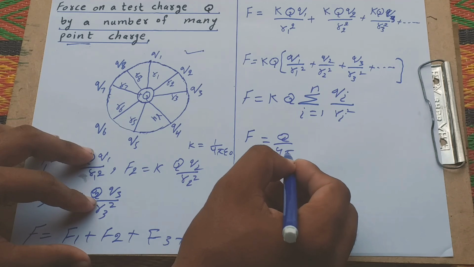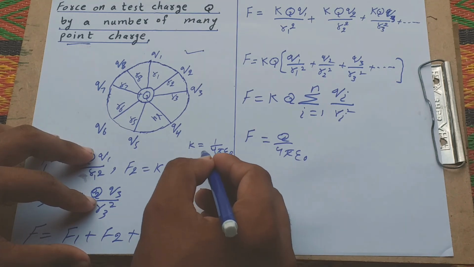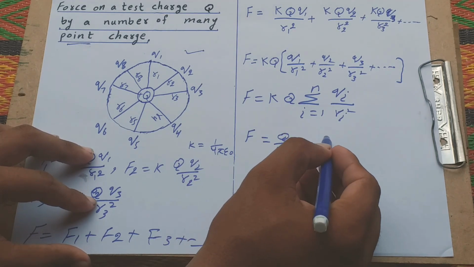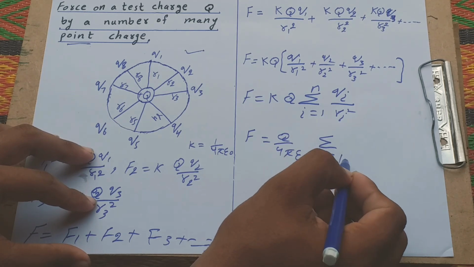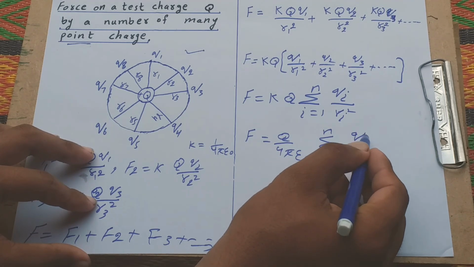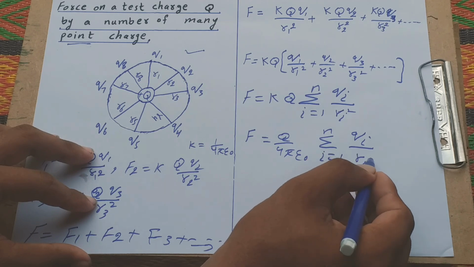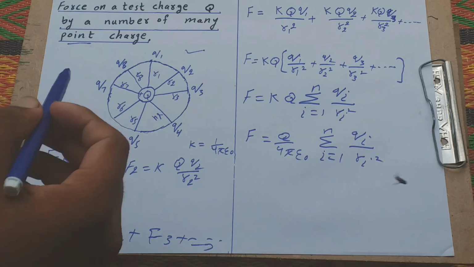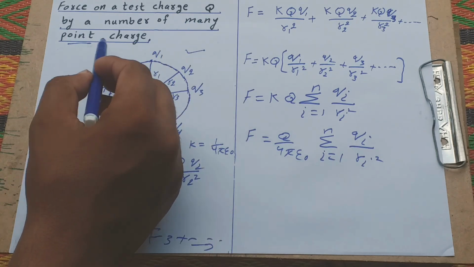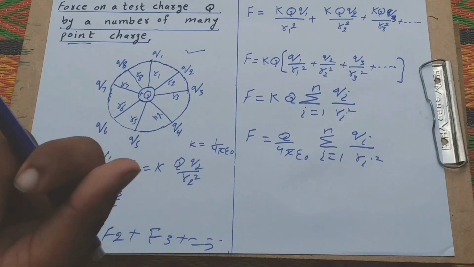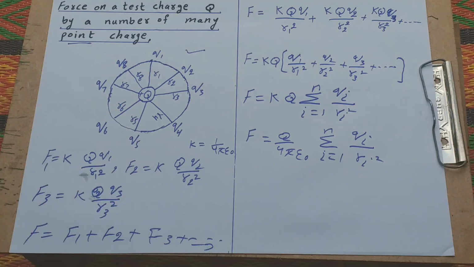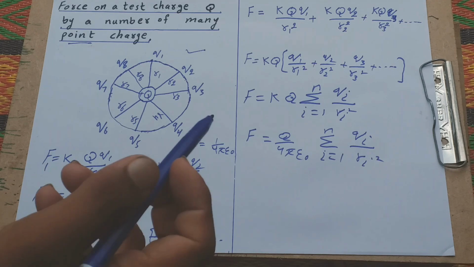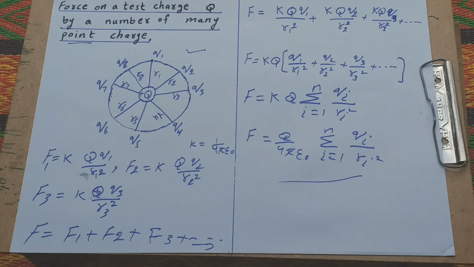We also write Q over 4 pi epsilon naught, using the value of k here, times the sum from i equals 1 to n of qi over ri squared. This means we obtain the force from many point charges. If we have only one test charge and a number of point charges, then we observe the force between them in sigma form. Okay, understand?